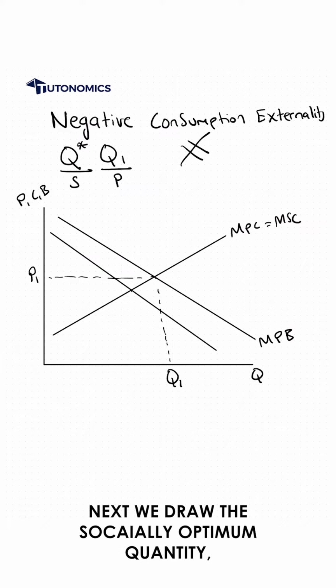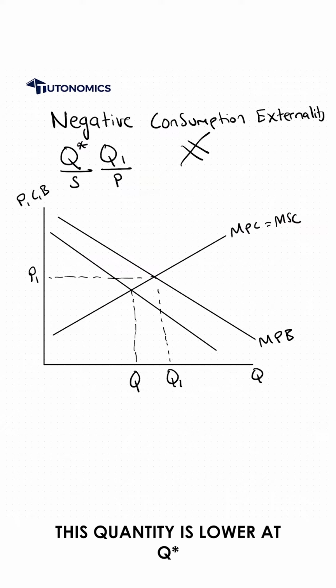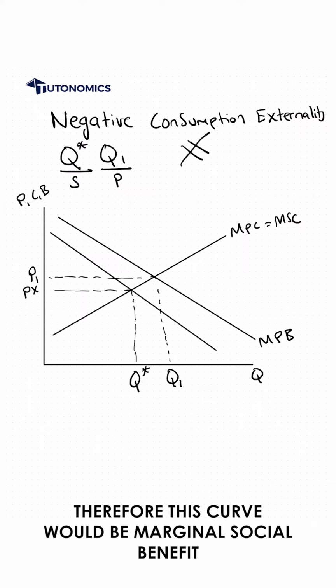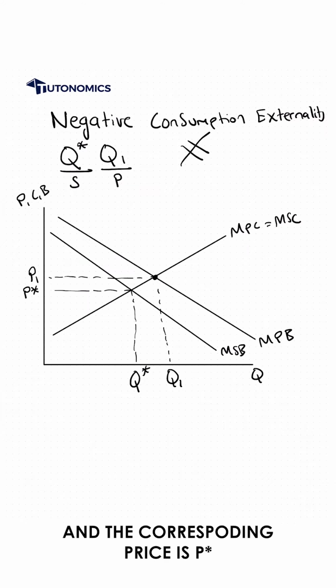Next, we draw the socially optimum quantity. This quantity is lower at Q star. Remember, society wants less of this good to be consumed. Therefore, this curve will be marginal social benefit, and the corresponding price is P star.